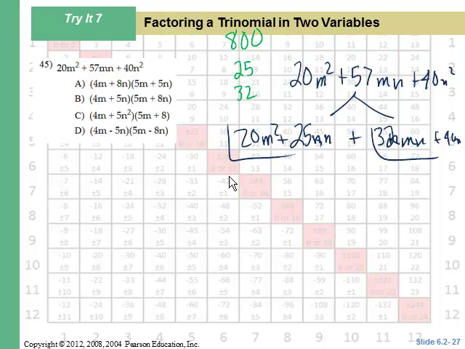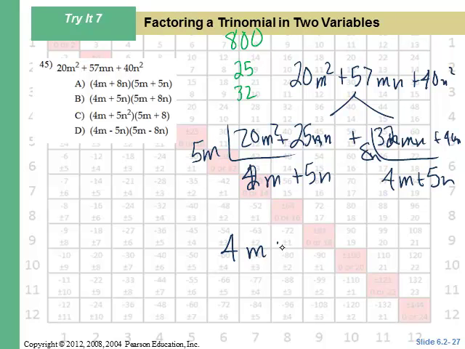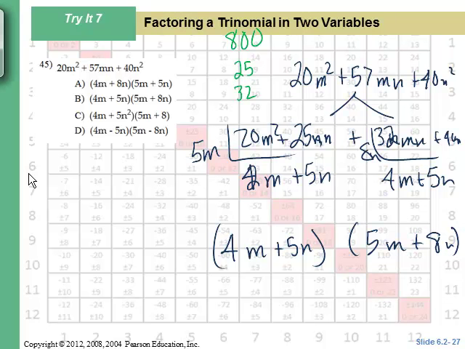Okay, we can factor a 5m out of the first one, so now we're left with 4m plus 5n. Factor an 8n out of the second one, and we're left with 4m plus 5n. So our factored form is 4m plus 5n times 5m plus 8n. And which one is that? This one, B. Okay.